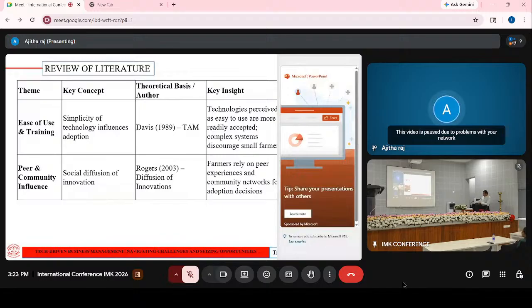So this is the literature already done, and one of the models I would like to put in is the TAM model, the Technology Acceptance Model, which the literature talks about. Though it's an older model, it has some sense in understanding the emotions and the experiences of the people.